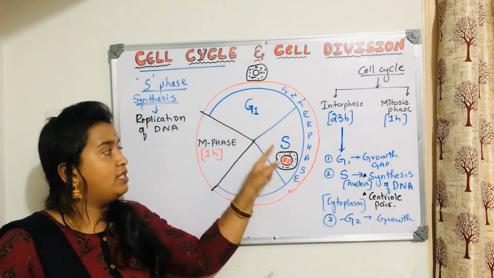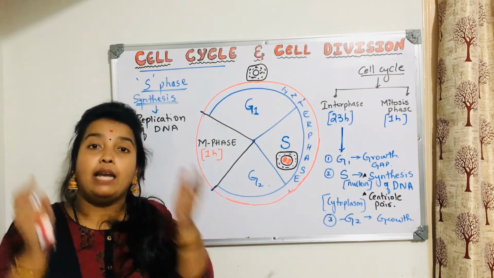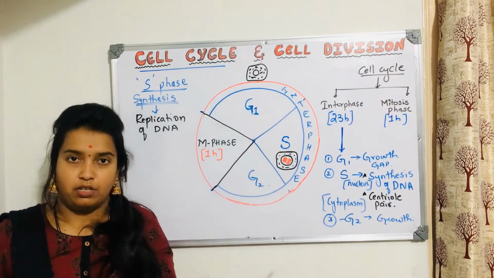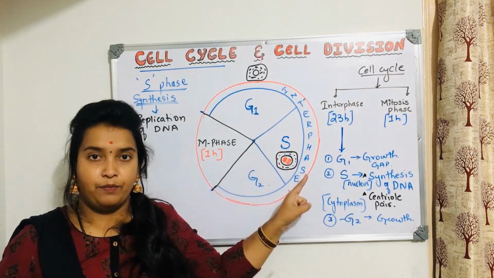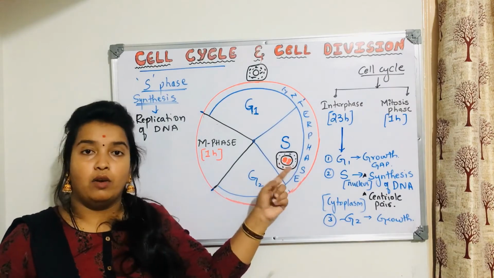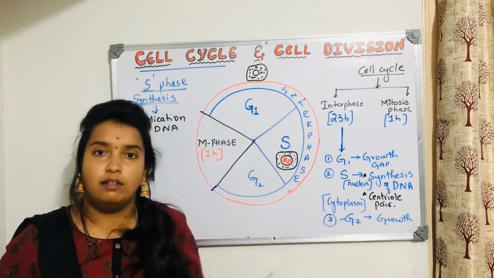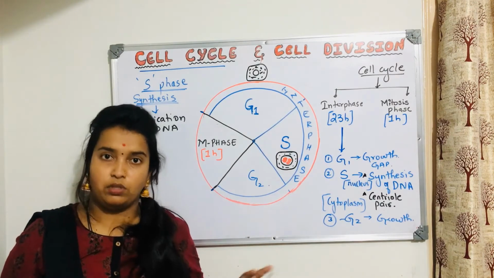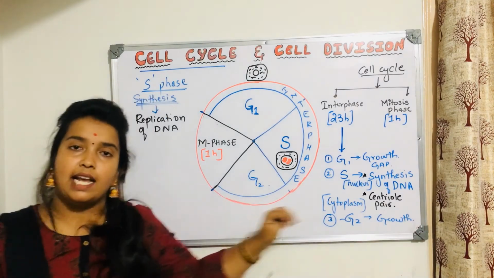Clear? What is happening in S phase? Exactly in S phase, if you see, the main process that is happening is DNA replication. So the DNA replicates only during the synthesis phase. And then what will happen? Along with that, at the cytoplasm region, centrioles are doubled. Okay, so this is the function of S phase. I mean, the things that are happening in the S phase.